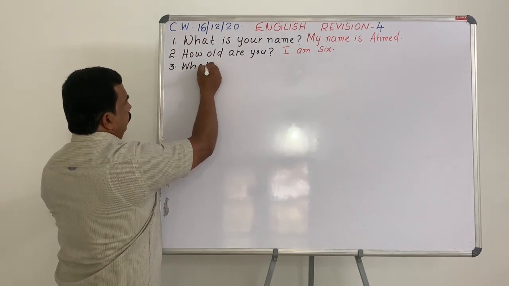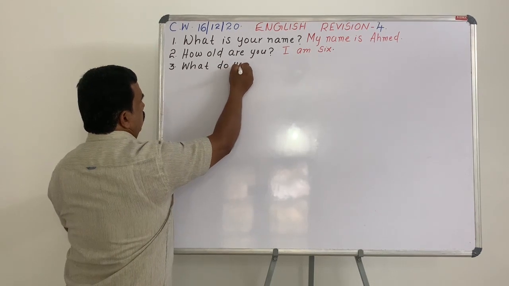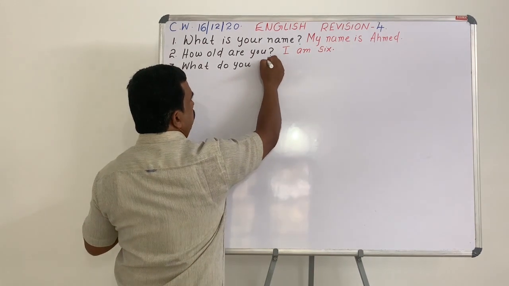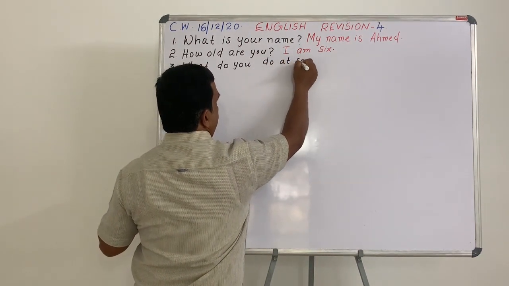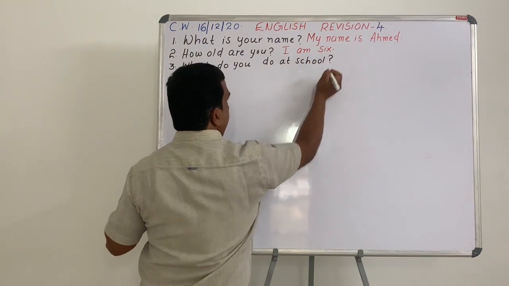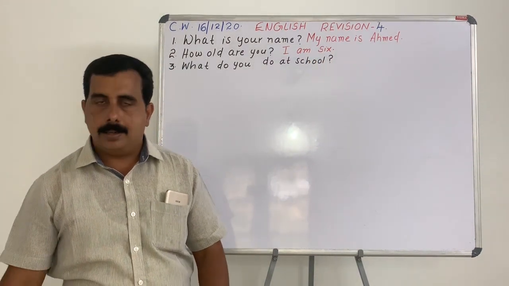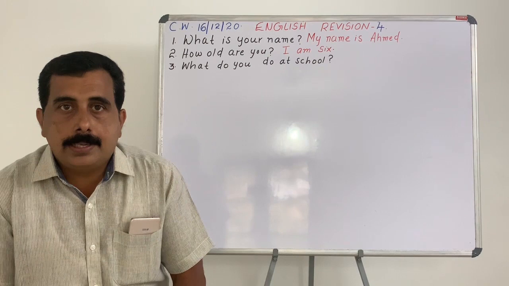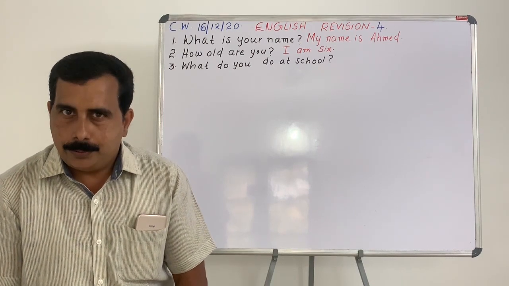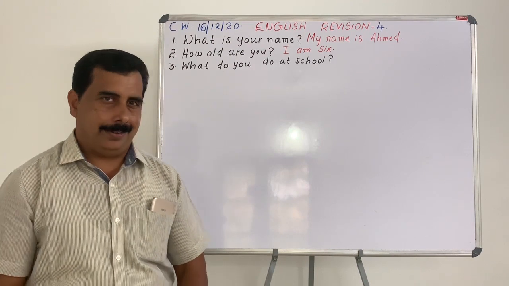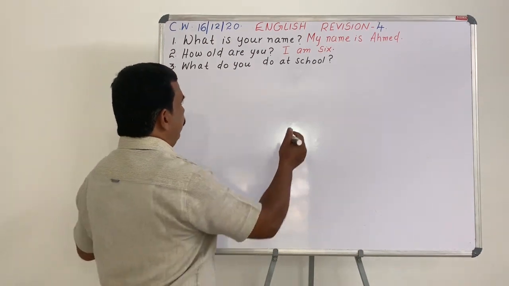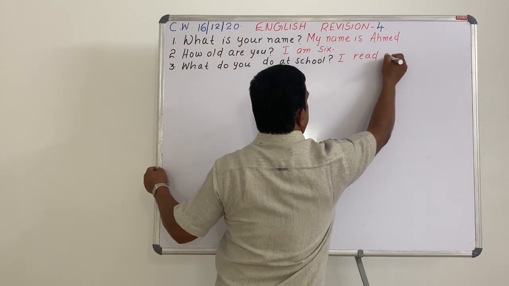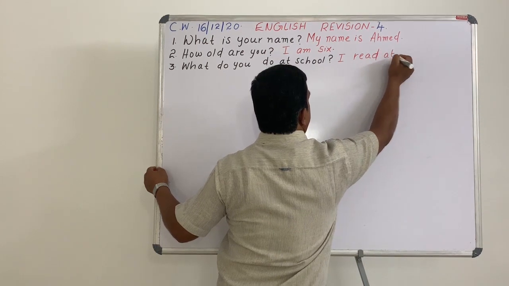What do you do at school? What do you do at school, children? You read at school, okay? Muhammad Abdullah, can you tell what you do at school? You play or you read? Very good, Muhammad. I read at school. What do you do at school? I read at school.